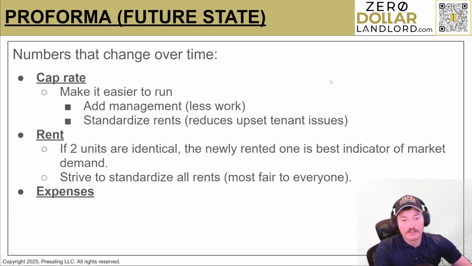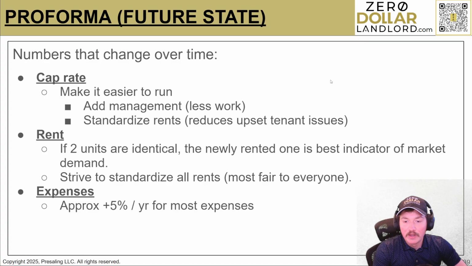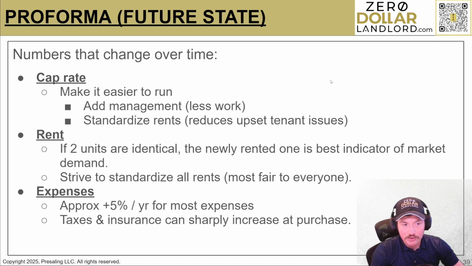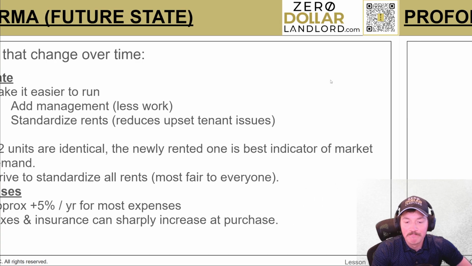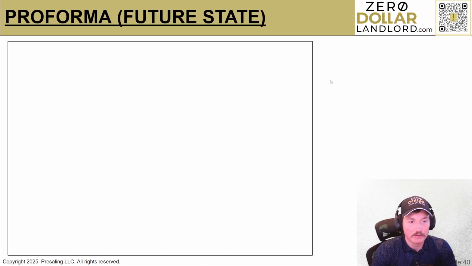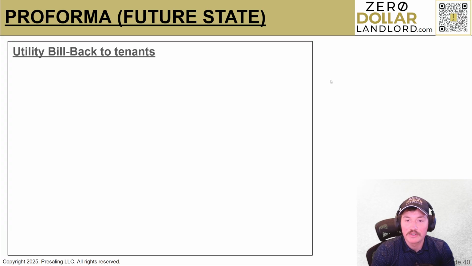And then finally, it's going to be expenses as well. Expenses we typically call 5% year over year, right? And then taxes and insurance, though, can jump a lot. So you want to be kind of pessimistic on those when you can. So here's what this looks like on a calculator. Oh, I'm sorry, just kidding. That comes in a second.